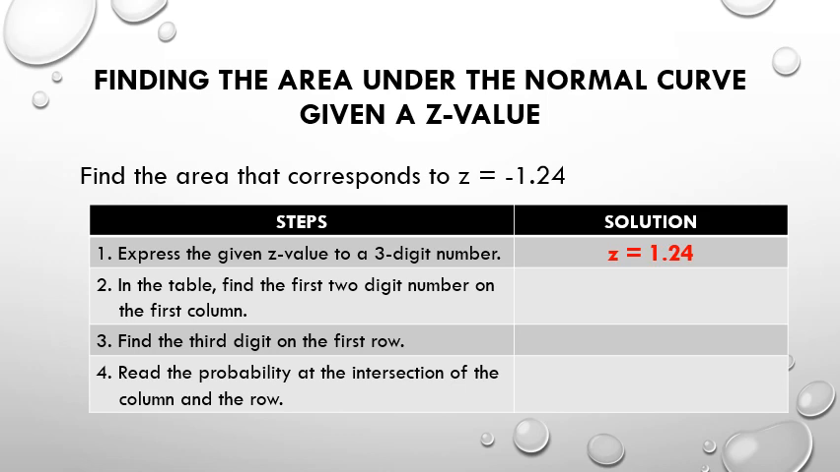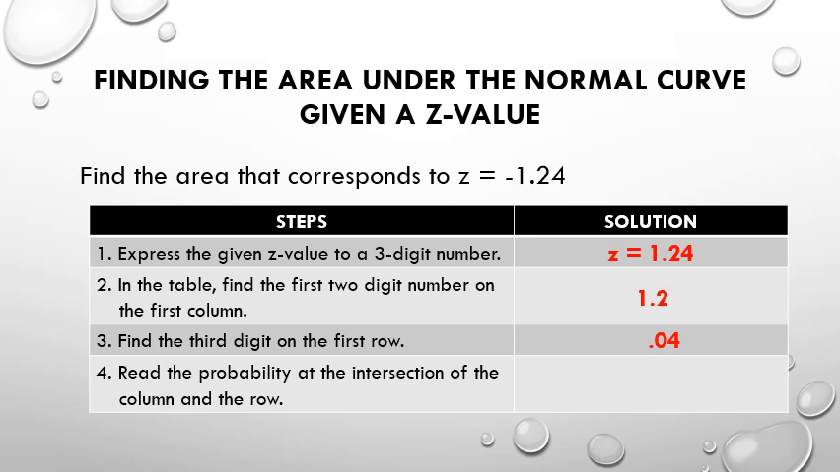It is because kanang negative nga value sa atong given, which is negative 1.24, indicates asa ang area nga atong gipangita. Since this is negative, therefore, ang area nga atong gipangita is on the left of the mean. Naa siya sa wala. Kung positive, naa siya sa tuo. So, inyong makita karon ang graph. So, number 2, find the first 2 digits of 1.24. Of course, the first 2 digits are 1.2. Then, third, find the third digit. The third digit is 0.04.